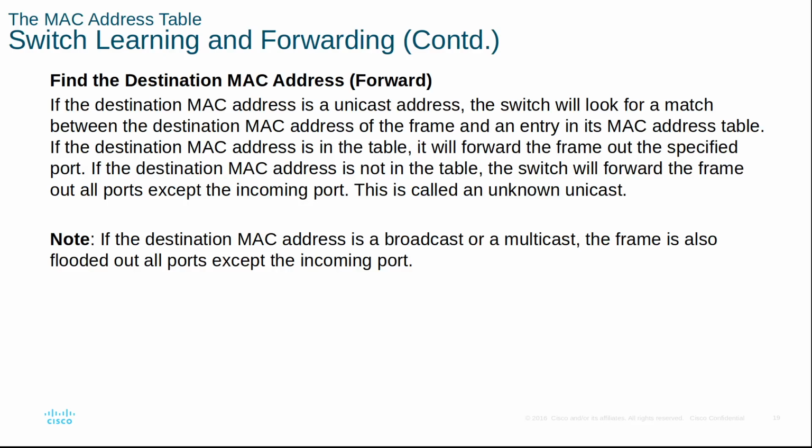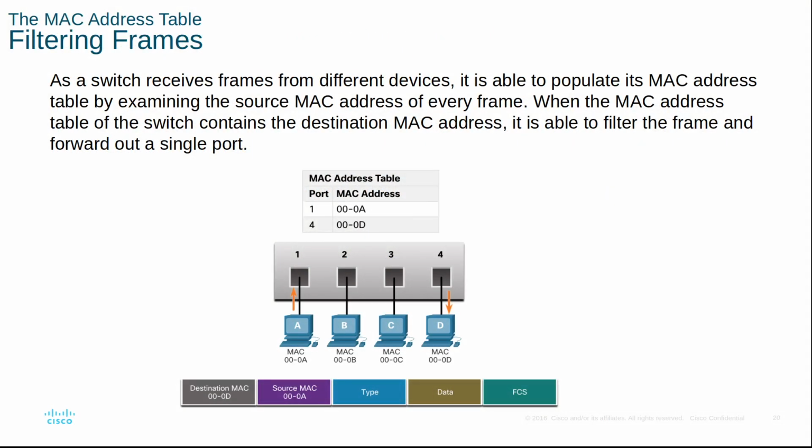Now, if that destination MAC address is broadcast or multicast, the same thing happens, right? The frame will be sent out every single port except for the one it came in on. Now, as switches receive frames from different devices, it populates its MAC address table, by looking at the source of those frames each time and updating its table. And it uses this information to filter out frames through the various ports. Hopefully that makes sense.